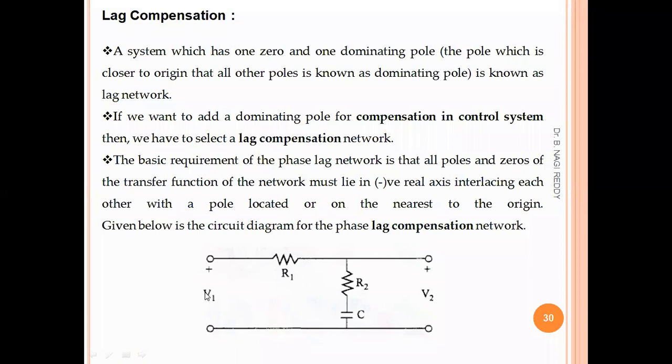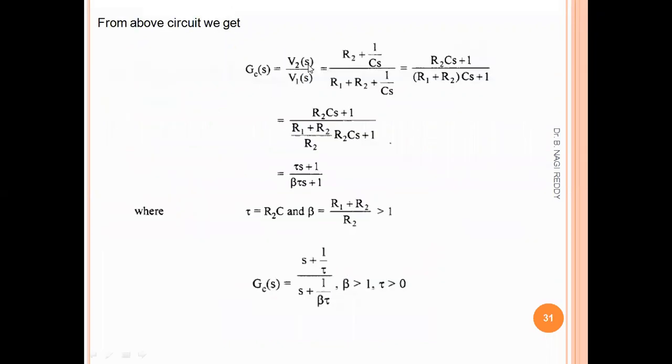The output is V2 and the input is V1, so the transfer function will be V2(s) by V1(s). Applying KVL, V2(s) by V1(s) is equal to R2 plus 1 by CS, because R2 and CS are in series, divided by the total impedance, which is R1 plus R2 plus 1 by CS. Taking the LCM, CS in the numerator and denominator gets cancelled. After simplifying, we get (R2CS plus 1) by (R1 plus R2CS plus 1).